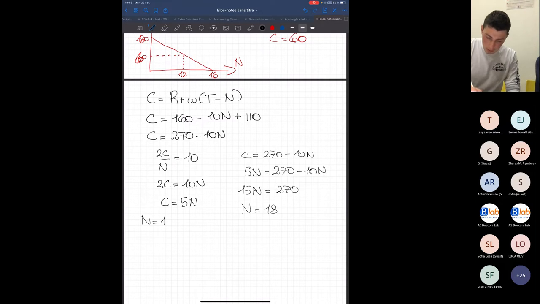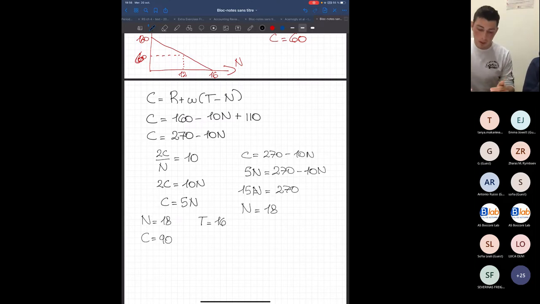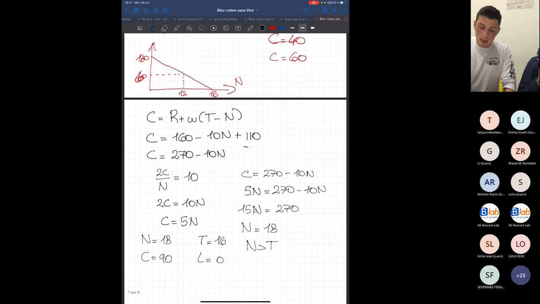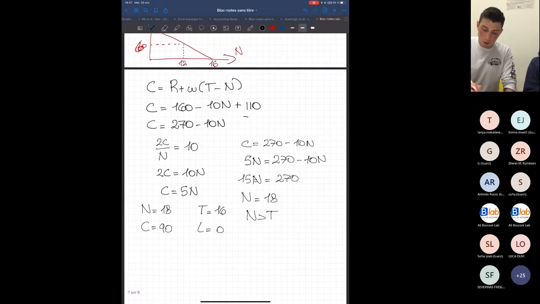So we know that n is equal to 18, consumption is equal to 90. Now what we notice is that we knew that our time endowment was equal to 16, guys. With this new income that we have, we would be able to enjoy 18 hours of leisure. Therefore, we notice that our number of hours of leisure is greater than our time endowment. Our working hours is equal to zero. And the conclusion is that if Daniele gets 110 in rent, he would be able not to work and at the same time to enjoy a better lifestyle, not having any working hours, because he would spend all the time in just leisure. Does it work for you?